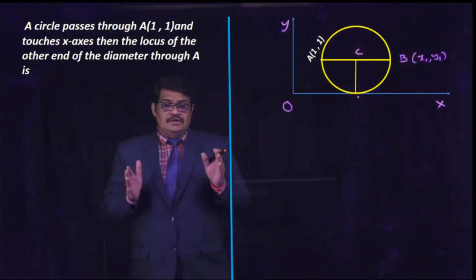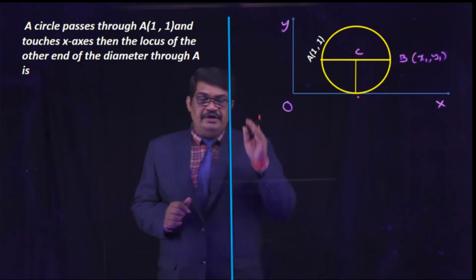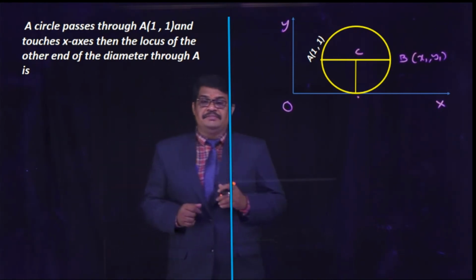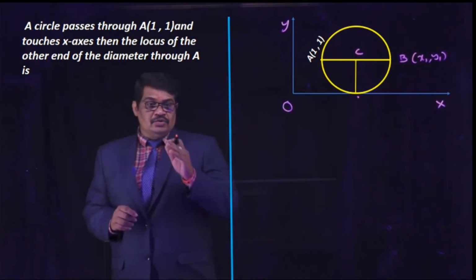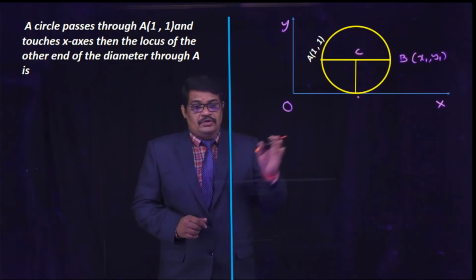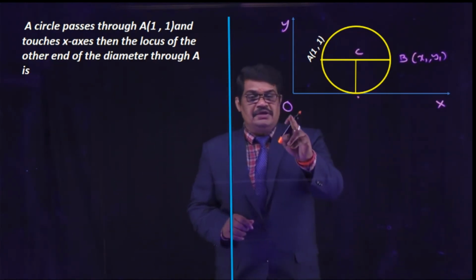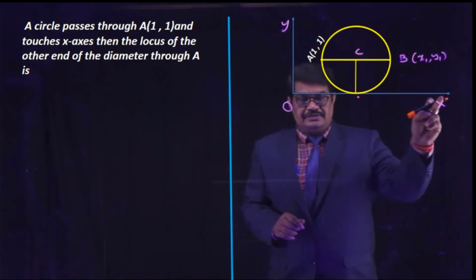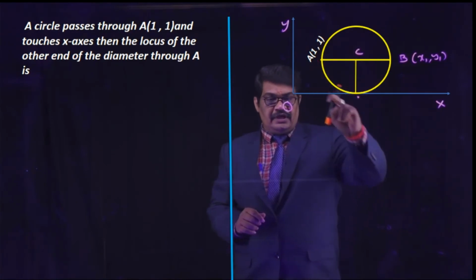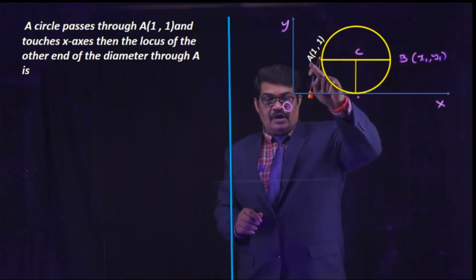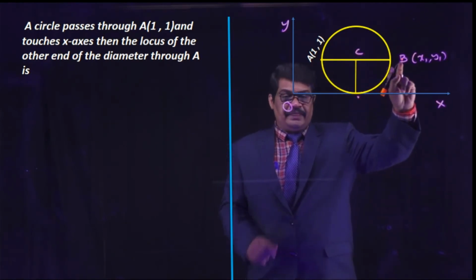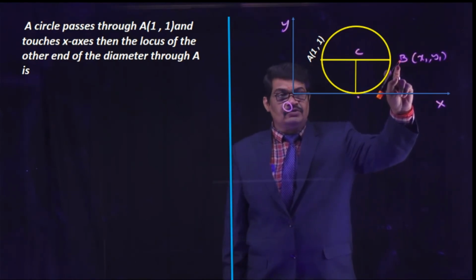A circle passes through the point A (1, 1) and touches the x-axis. Then find the locus of the other end of the diameter through capital A. That is our problem. Look at the diagram. This is the origin, this is the x-axis and this is the y-axis. This is the circle passing through the point A (1, 1) and the center is taken as C. Now we have to find the locus of the other end of the diameter through capital A.